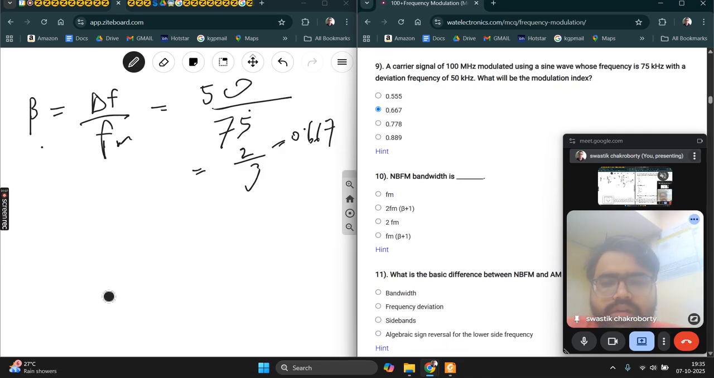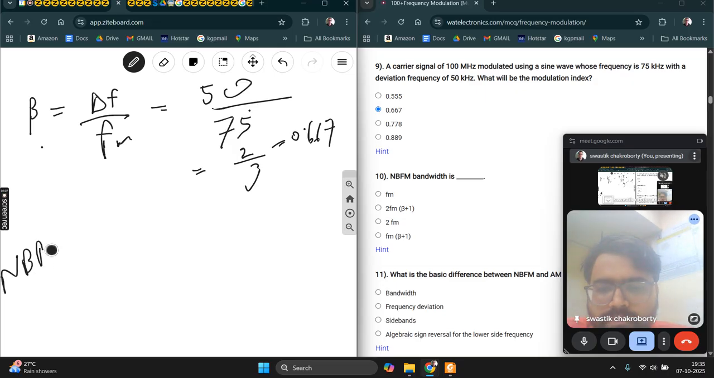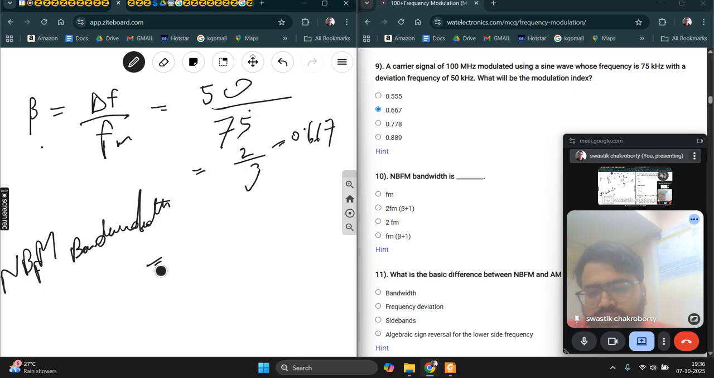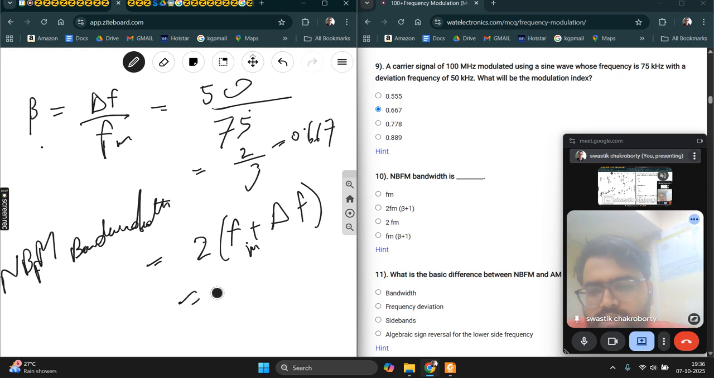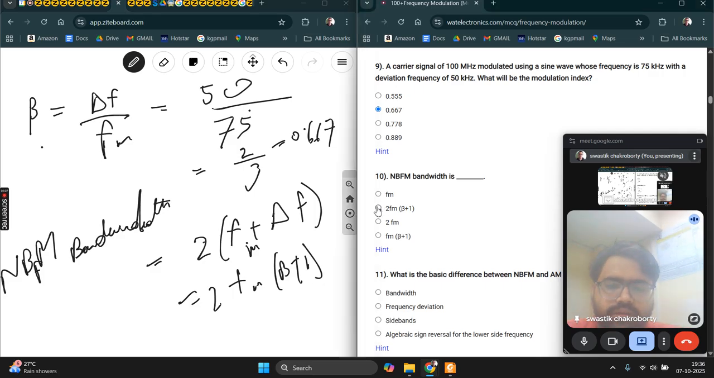Now, NBFM bandwidth. For NBFM, the bandwidth is 2 times (fm + Δf). Now Δf is β fm, so it is 2 fm (β + 1). So the correct answer is 2 fm (β + 1).